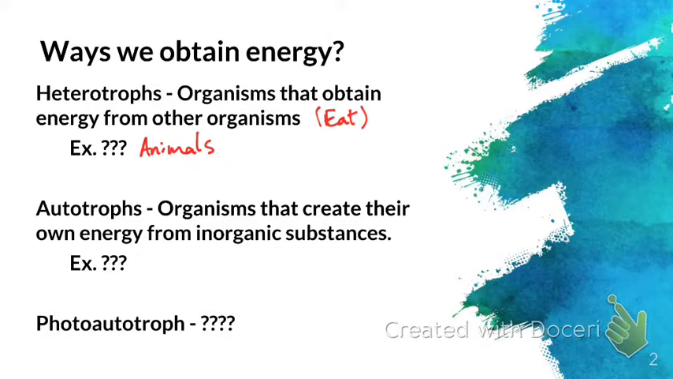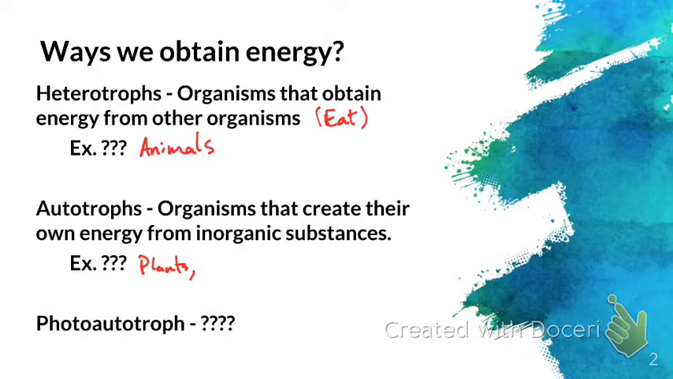But autotrophs are organisms that can create their own energy from inorganic substances. Inorganic means not natural or not living. For example, plants are a good example of autotrophs. There's also a lot of bacteria out in the oceans called cyanobacteria. They're autotrophs.